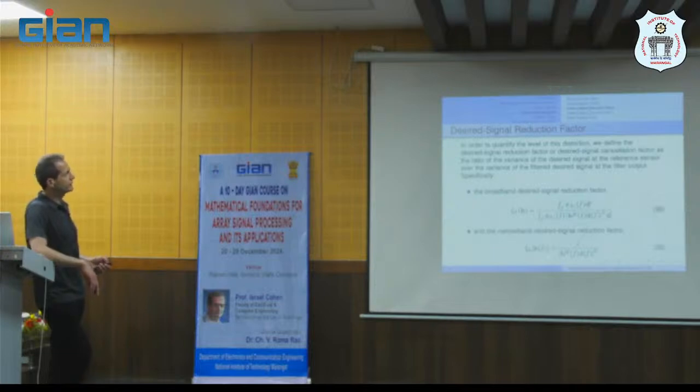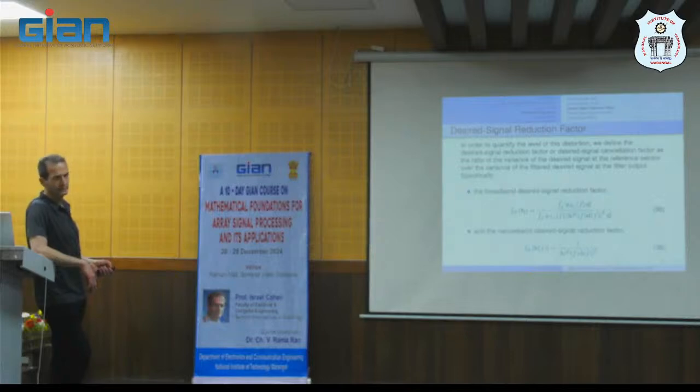Desired signal reduction factor, broadband and narrowband. The broadband is the total power of the desired signal at the reference sensor divided by the total power of the desired signal at the output of the filter. If we have the narrowband, it is without the integral, so phi, the variance of x1, cancels out, and we have this.